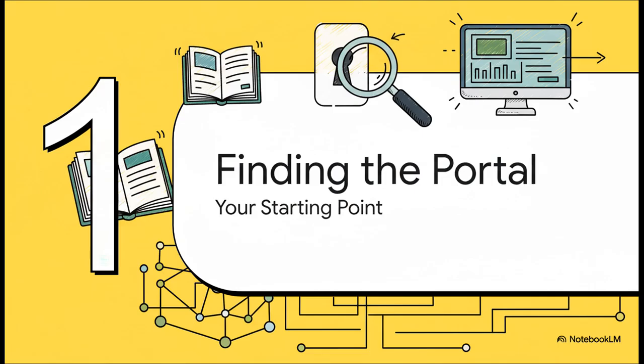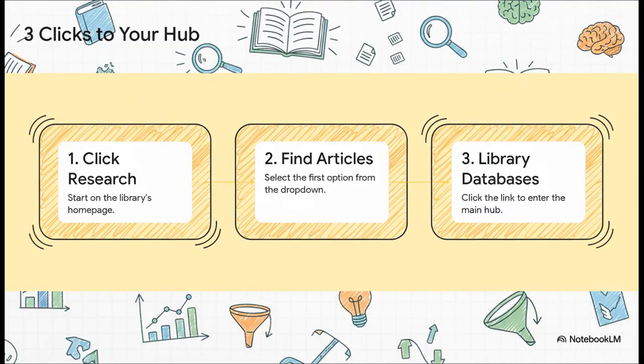Okay, first things first. We have to get to our Launchpad. Now this is the easiest part, but it's also the most important, and it all begins on the library's homepage. It's just a simple 3-click process. No, really, that's it. You go Research, then Find Articles, and then Library Databases. Let me show you exactly what that looks like.